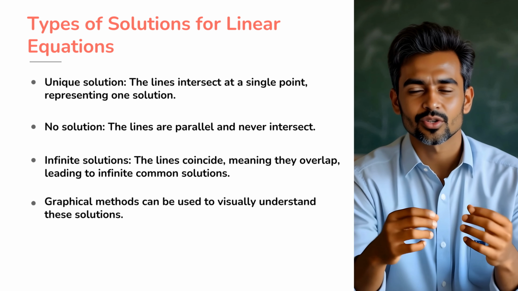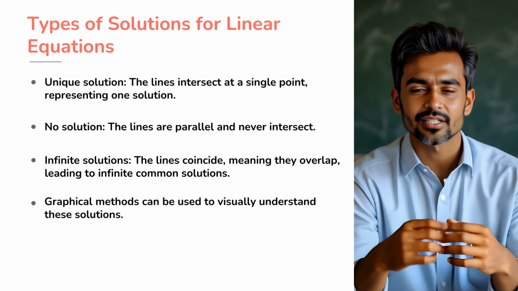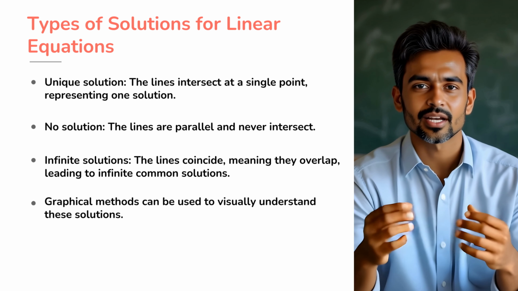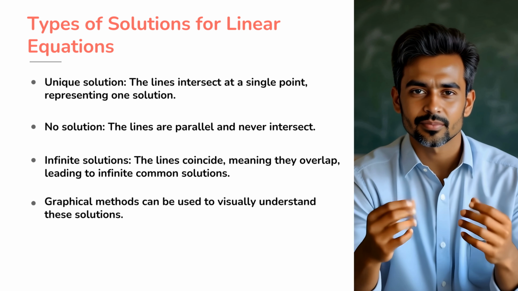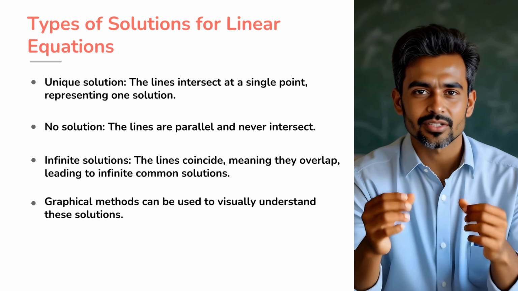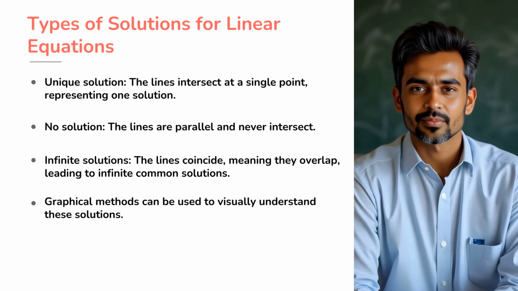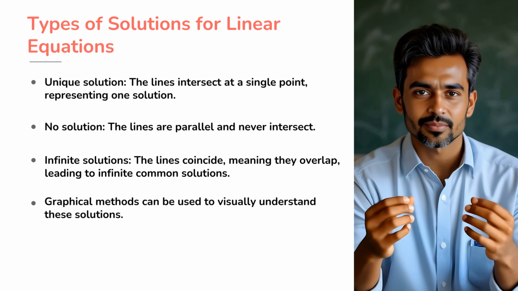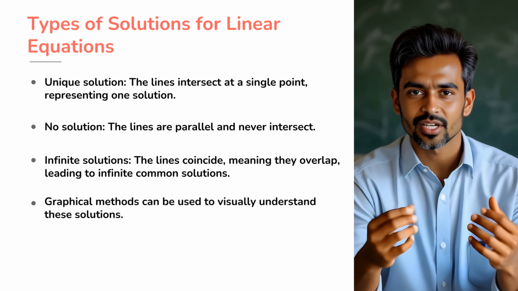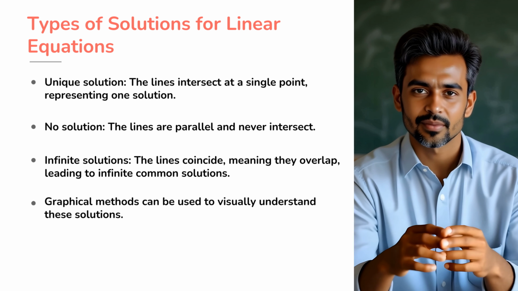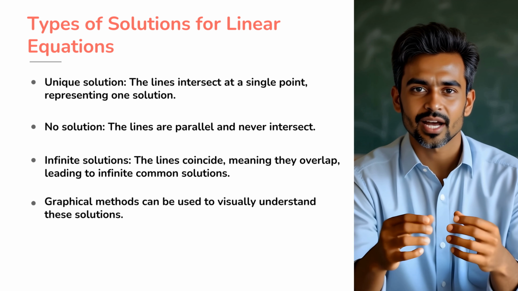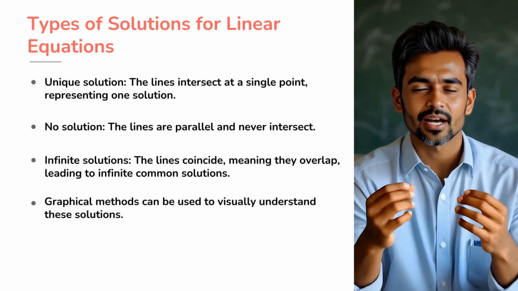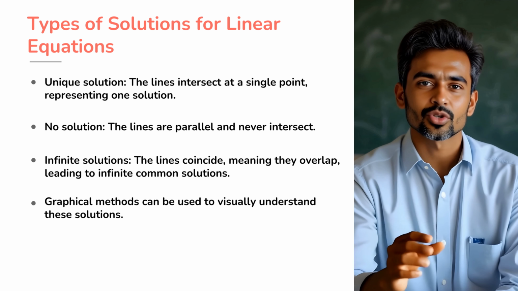Before we go ahead and solve, let's take a moment to understand the different types of solutions linear equations can have. Unique solution: the lines intersect at one point. This means there's exactly one solution to the system of equations. No solution: the lines are parallel and they never intersect. This means the system of equations is inconsistent. Infinite solutions: the lines overlap completely. This means the system of equations is dependent and every point on the line is a solution.